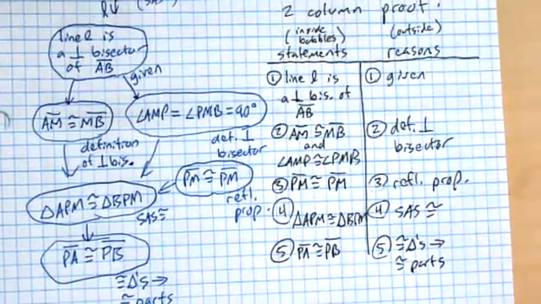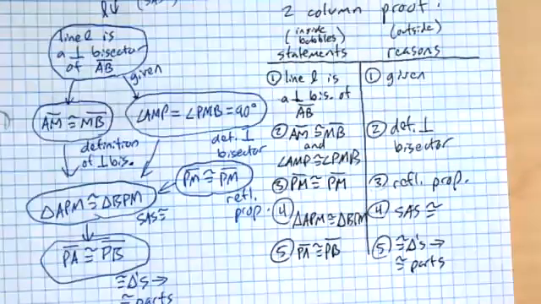All right. And that's it. That's 2-column proofs. So if you can make a flowchart proof, you can directly translate it into a 2-column proof. The only tricky thing about it is making sure things end up in the right order.